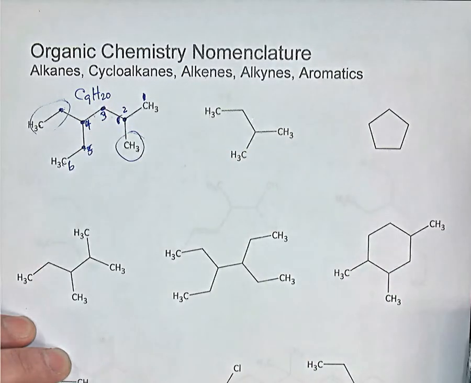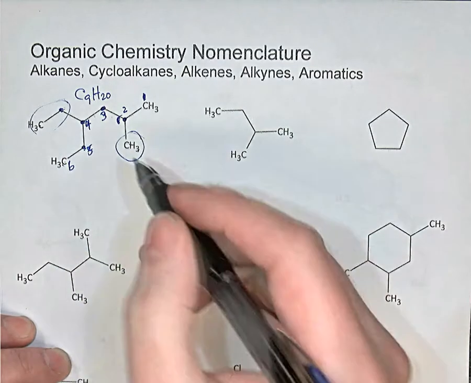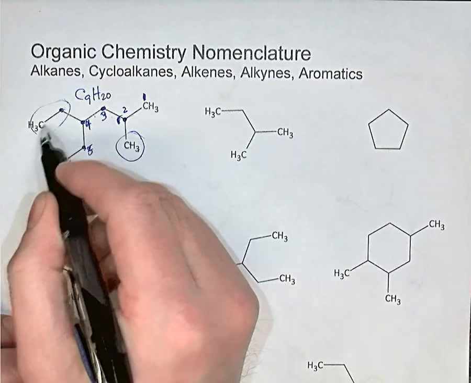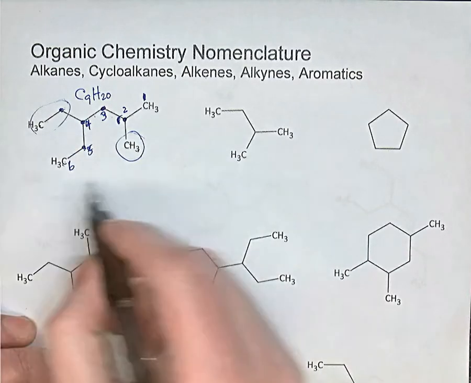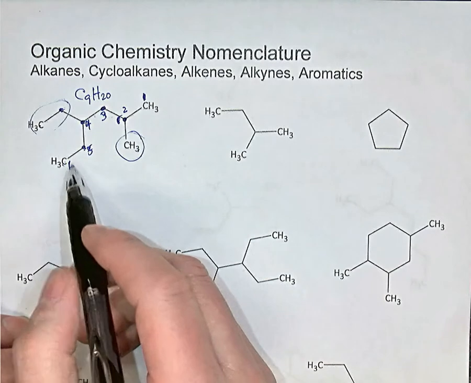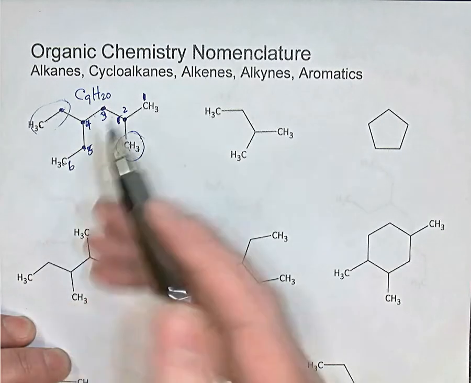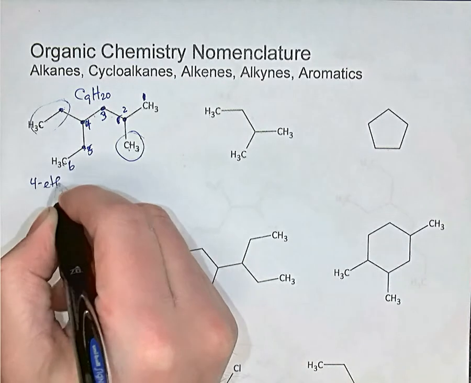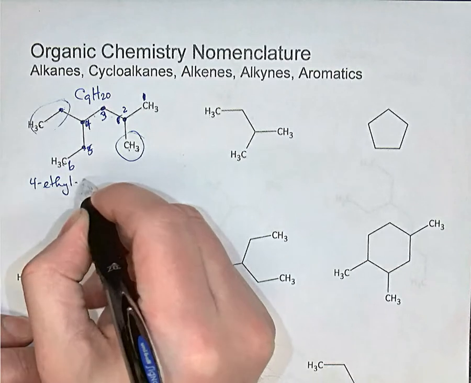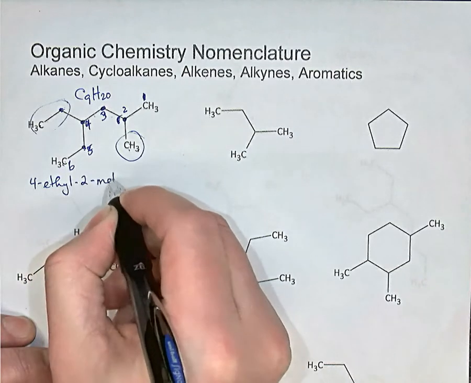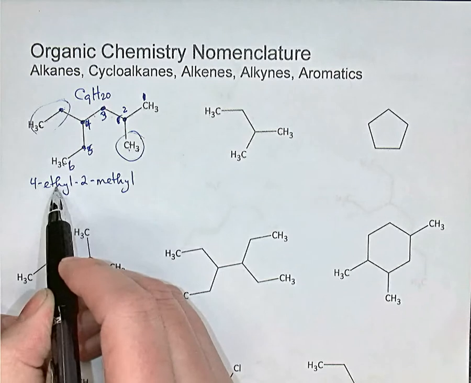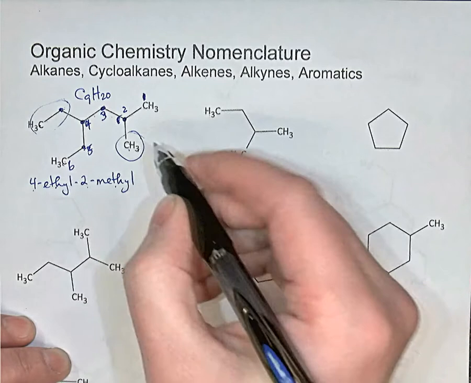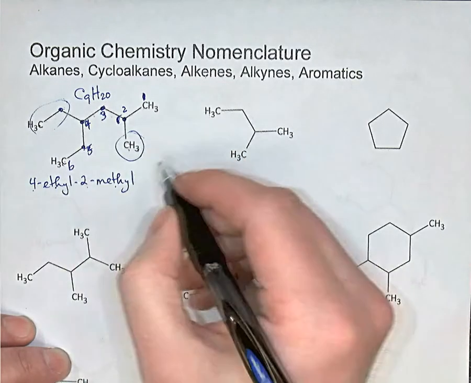There we go. So now that I've numbered them 1 to 6, I can see this is 2-methyl and then 4-ethyl. 2 carbons is an ethyl branch. When you put the name together, you put them alphabetically. So ethyl will come before methyl because E is before M. So this is going to be called 4-ethyl-2-methyl. So there's an ethyl branch on carbon number 4, a methyl branch on carbon number 2, and then the parent name, which was 6 carbons, hexane.